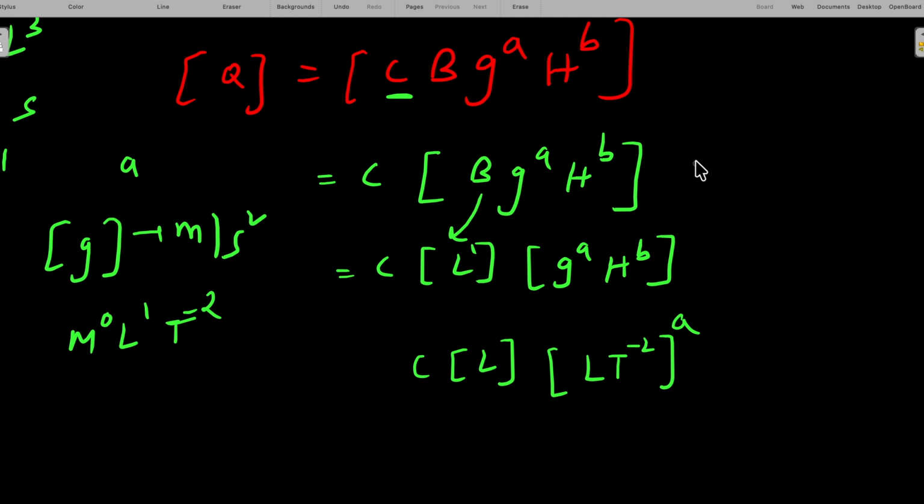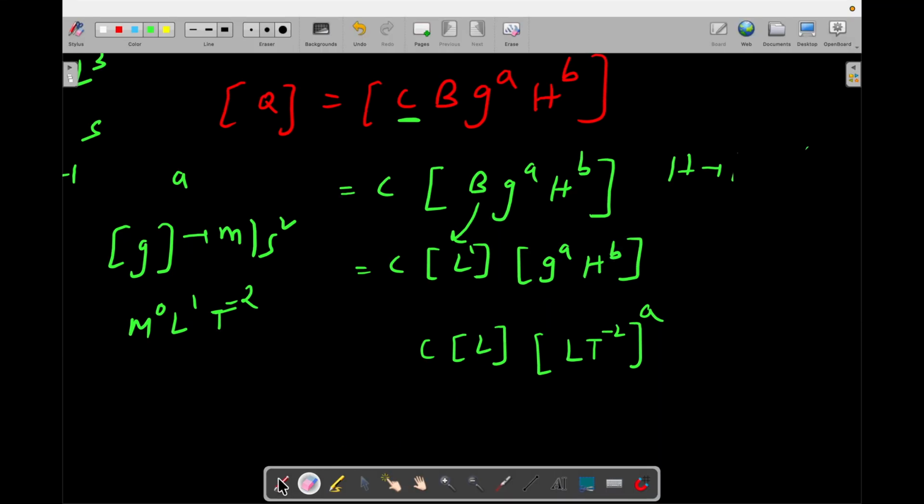Next, h is nothing but height. Height has the dimensions of meter. Meter is nothing but L power 1. So I'll just replace h with L, and there's a power b here.